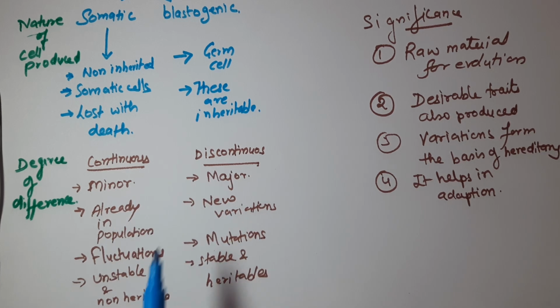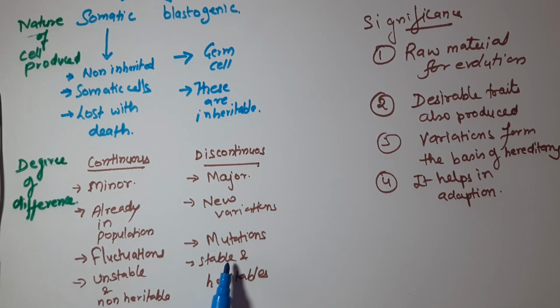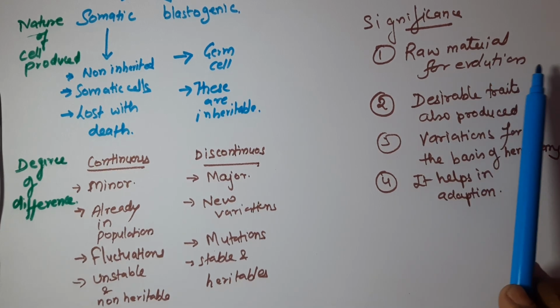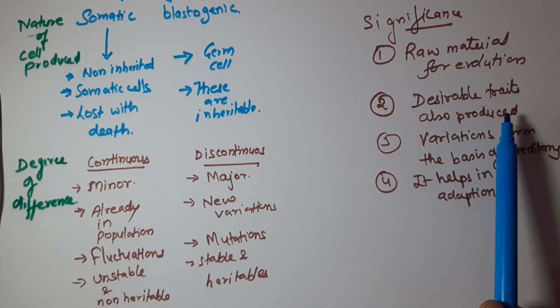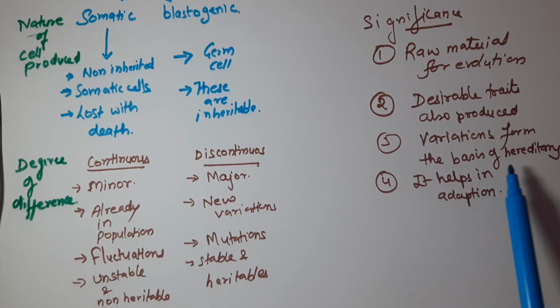The discontinuous ones are the major variations, and these are heritable also. Overall, variation is the raw material for evolution. It sometimes produces desirable traits like stress resistance, it is the basis of heredity, and it helps the organism in adaptation.